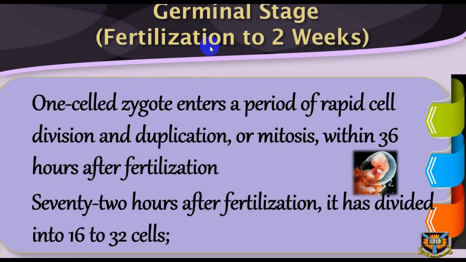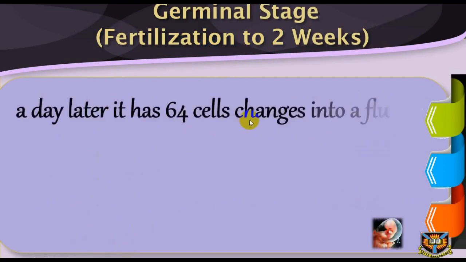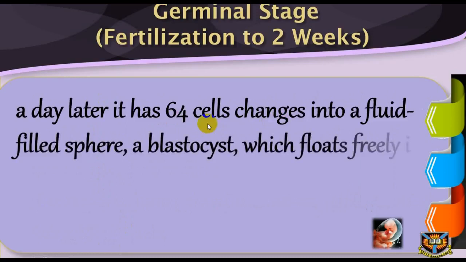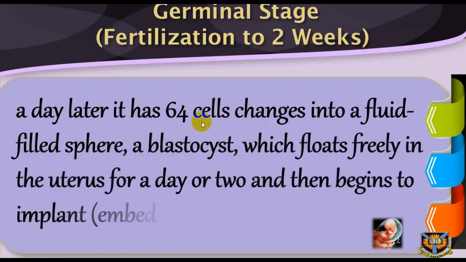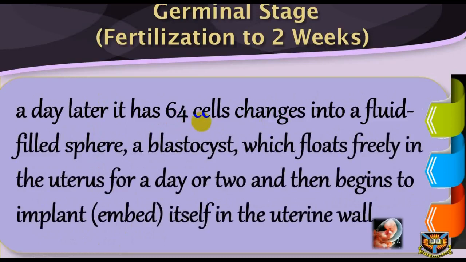Within 36 hours after fertilization, the one-celled zygote enters a period of rapid cell division and duplication, or mitosis. 72 hours after fertilization, it has divided into 16 to 32 cells. A day later, it has 64 cells. This division continues until the original single cell has developed into the 800 billion or more specialized cells that make up the human body.